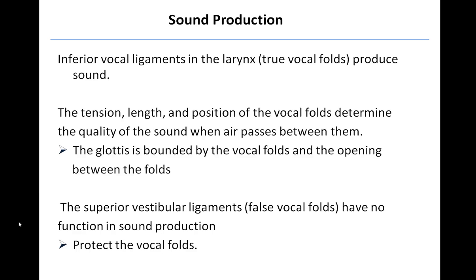Now, as well as the true vocal cords, there is a superior pair of vocal cords, false vocal cords, or vestibular ligaments they're also called. They have no function in the production of sound. They act as mechanisms to close the entrance to the larynx. So in conjunction with the epiglottis, they would help close up the entrance to the larynx.